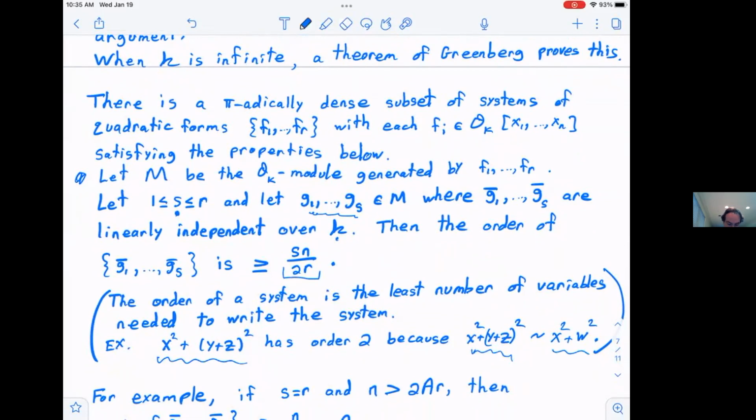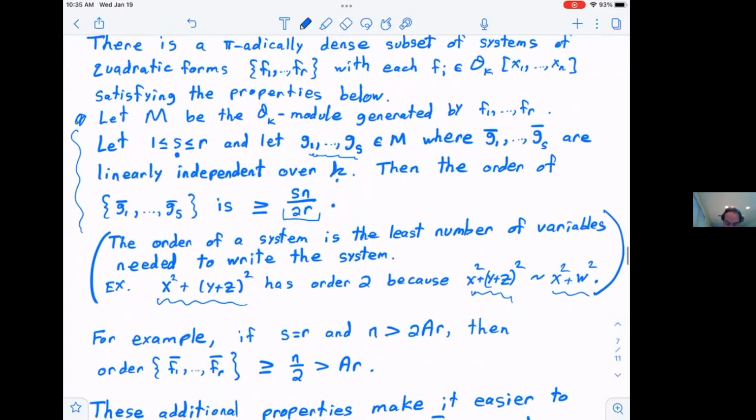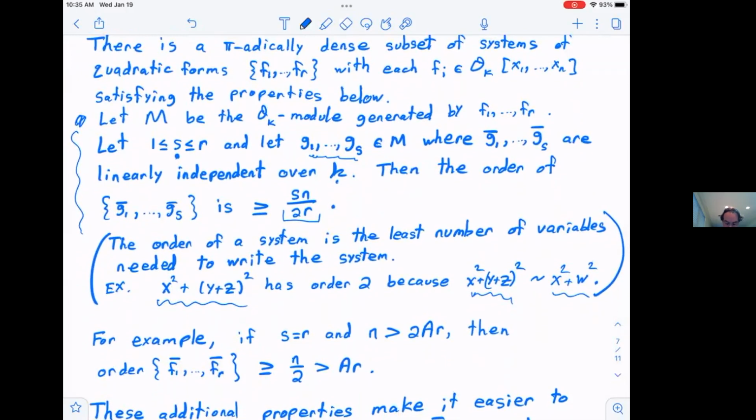So what I'm saying is, one can show, and I'm certainly leaving out all the details, that there is a p-adically dense subset of systems where this funny looking condition right here is satisfied. And just to illustrate one thing, for example, if I take the case S equals R, and if I'm assuming N is bigger than 2AR, which I am from above, then the order of F1 bar through FR bar is greater than or equal to N over 2, if you look at what I have above, which is bigger than AR.